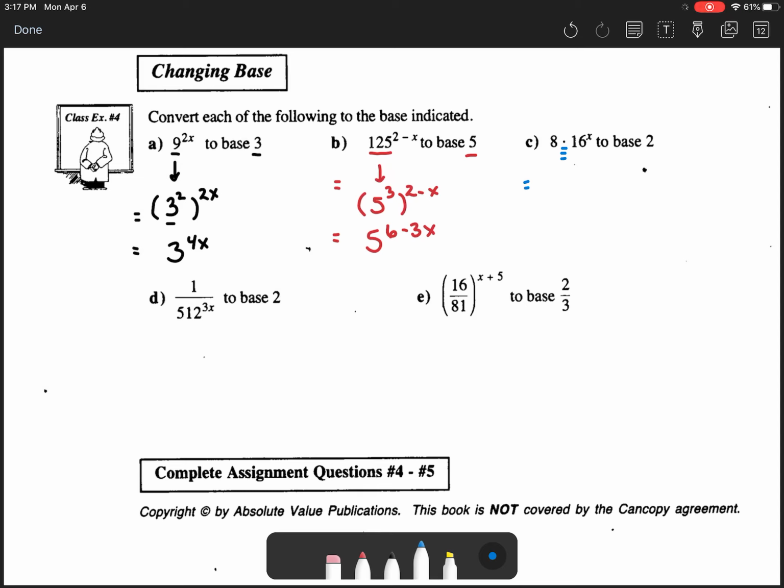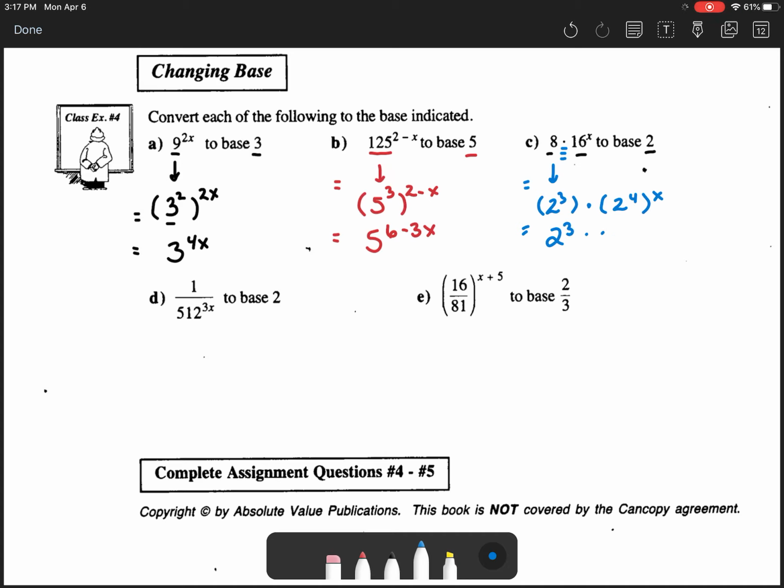Okay, C. Now C, you have to be careful because you are multiplying here. So you have 8 and 16, which are your numbers right now. They want both of those to have a base of 2. So 8 is actually what? 8 is 2 cubed, isn't it? 2 times 2 times 2. So there's your 8, times 16 is 2 to the exponent of 4. There's your 16, but it's still to the exponent of x.